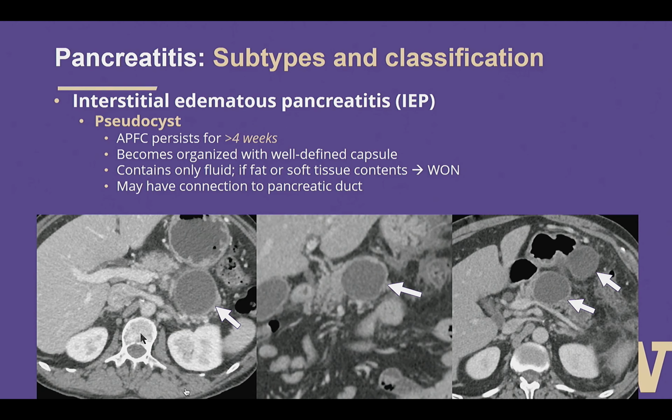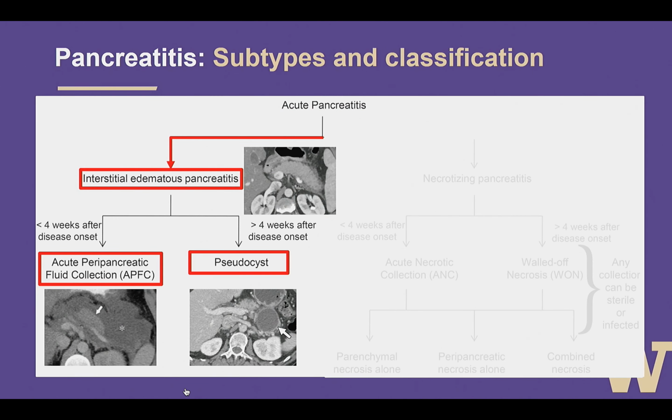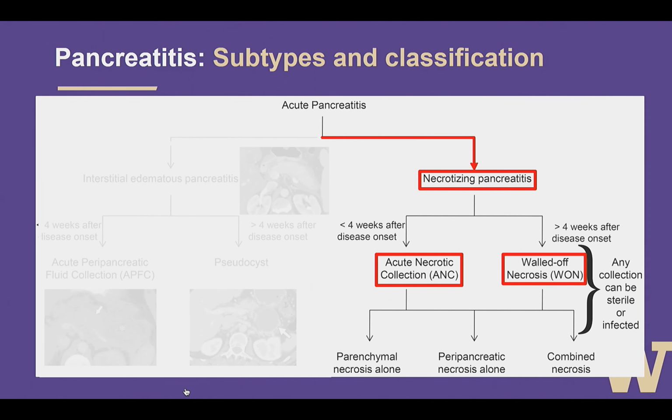And pseudocysts may also have a connection to the pancreatic duct that you can see on CT or an MRCP. So we've done the left-hand side of the flow chart. Let's move to the right-hand side of the flow chart in necrotizing pancreatitis.